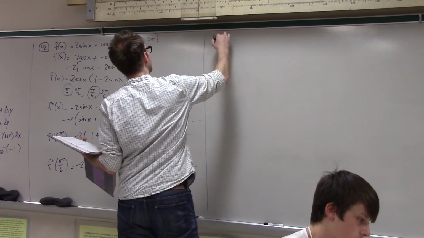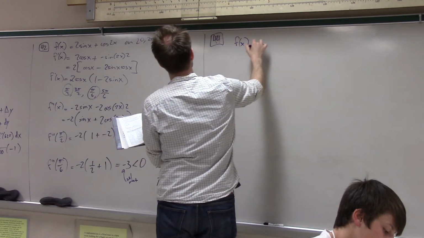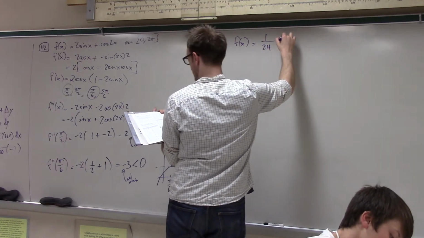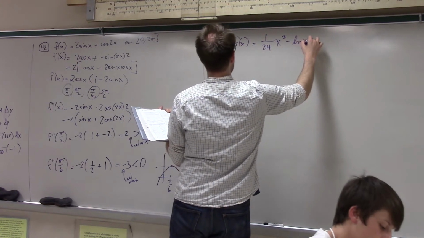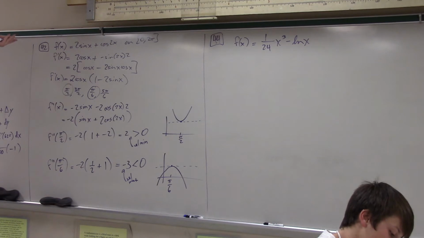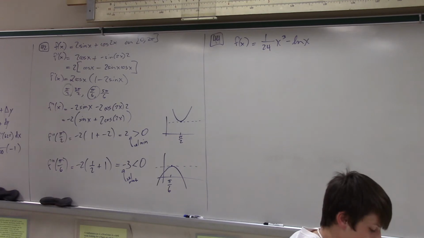Alright, 44 is the following function: 1/24 x cubed minus ln x. Look, I'm sorry, I did not mean to lead you astray. You just can't solve it. If you set this equal to 0, there are no basic techniques to solve that.